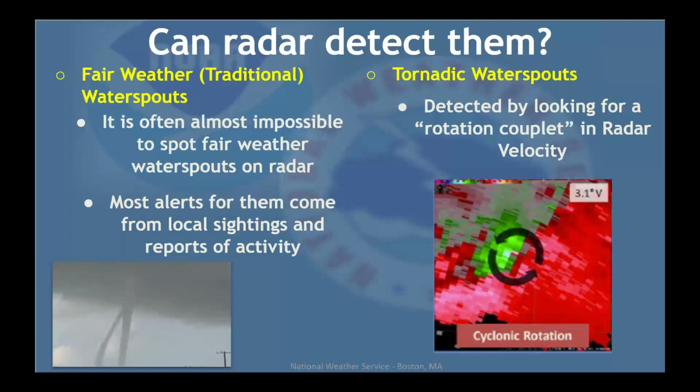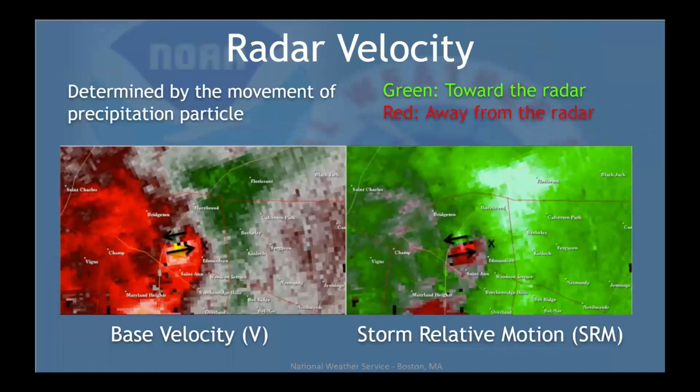Velocity is purely red and green. That is showing the direction of the winds, either to the radar or away from the radar. So what we're looking for is a couplet showing opposite directions of winds in a very small distance. In a certain alignment, that would mean rotation, because just because you have a couplet doesn't mean that means rotation. It's determined by the movement of the rain or hail or whatever particles, and the green means towards the radar, the red means away from the radar.